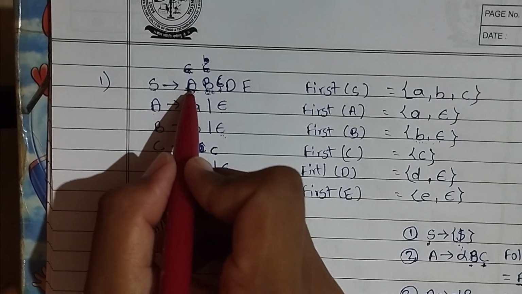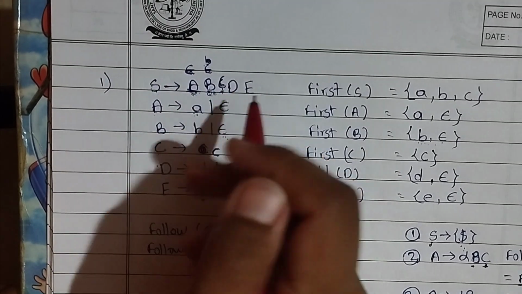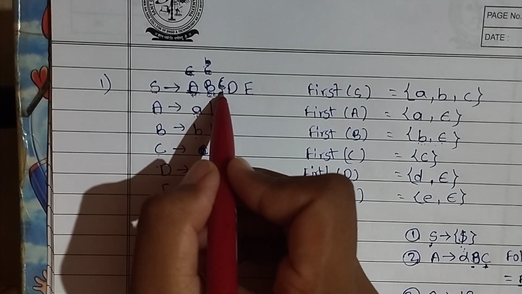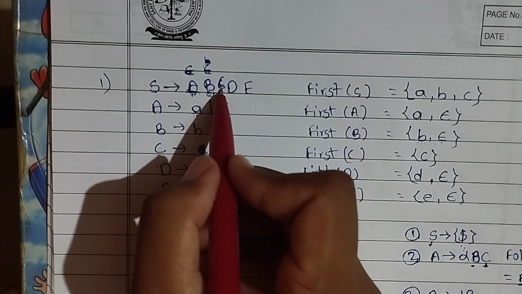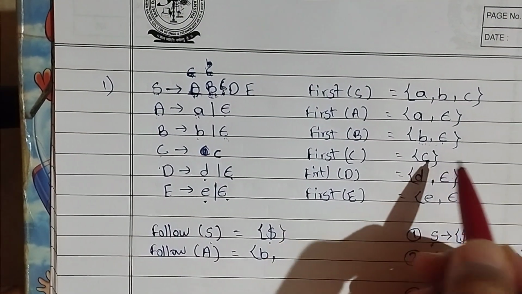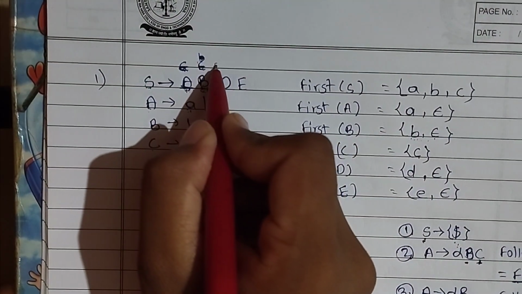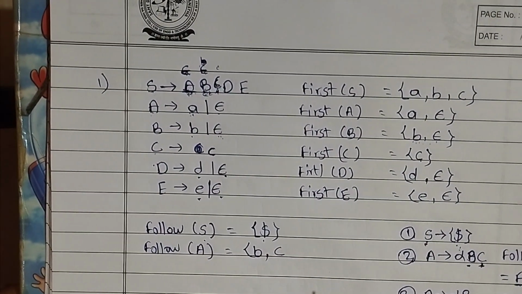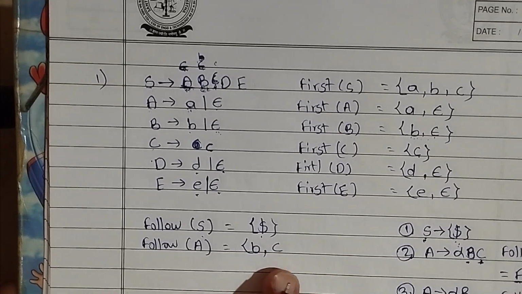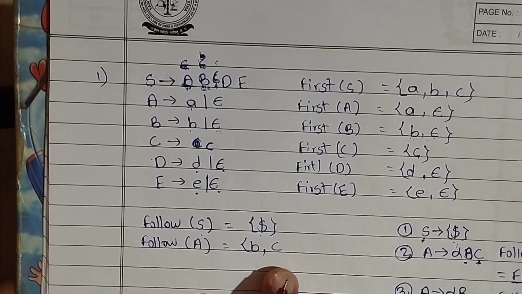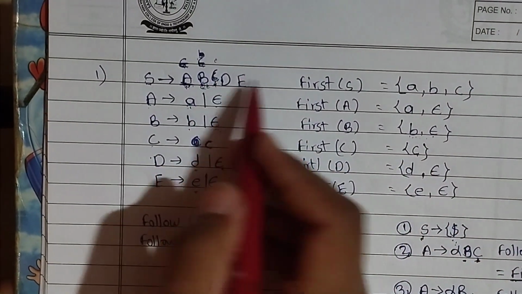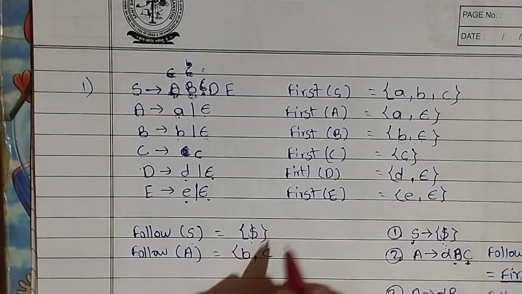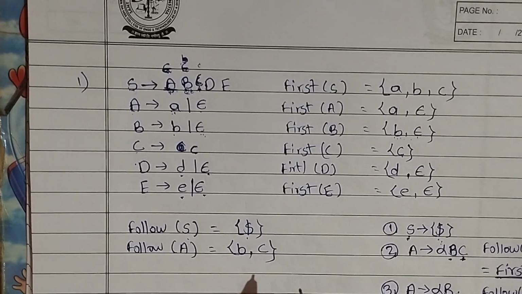So A is now followed by C, and C is also a non-terminal. So if a non-terminal is followed by a non-terminal, then find out the first of the non-terminal. First of C is only small c, so A is followed by small c. So we write small c here. I hope you get the idea. And here null is not present, so we do not move further.